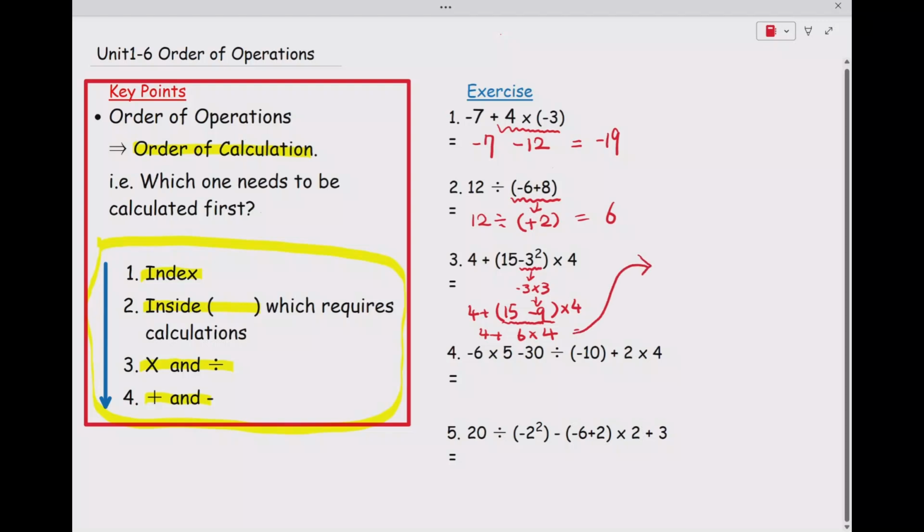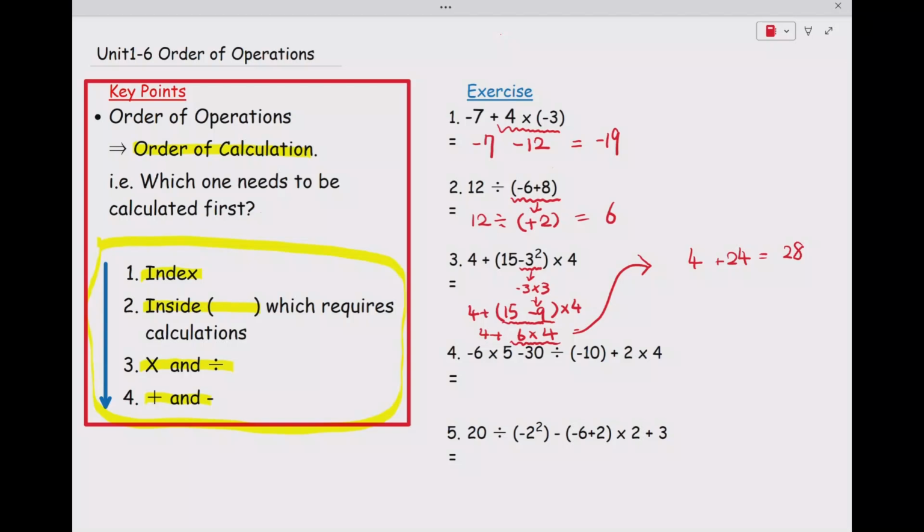That's right, it's the multiplication. So that is plus 6 times 4, which is plus 24. So the final equation will be 4 plus 24. And if we add the last two, then you get 28 as the answer.